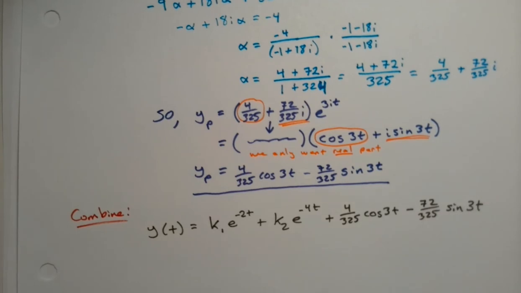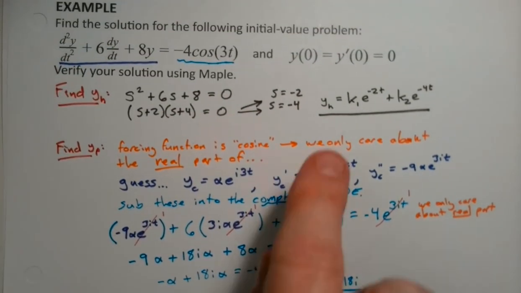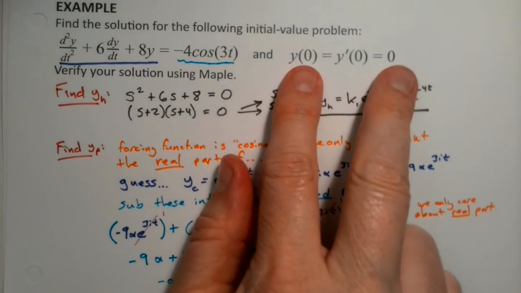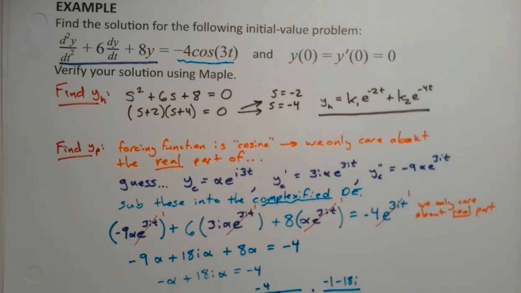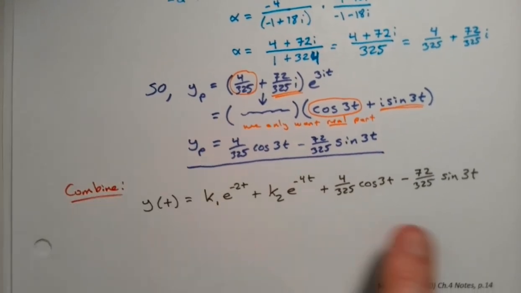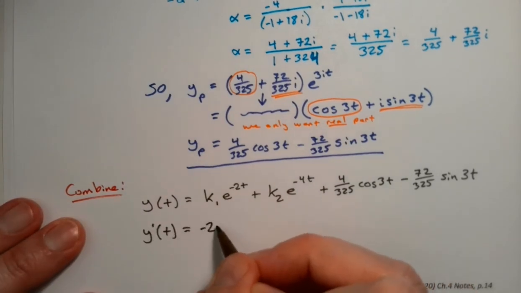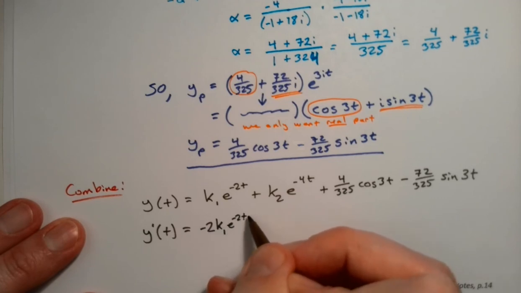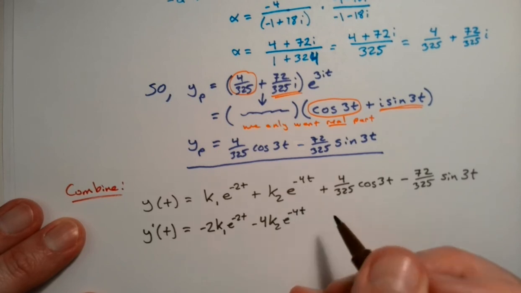And since I know I'm going to have to make use of some initial conditions, we go up here and notice that the initial position, but also the initial velocity, is equal to 0. So y prime, I don't actually have y prime, but I can get to it. Because if I know y of t is equal to all this stuff, then pretty easily I can find that y prime of t is equal to negative 2 k1 e to the minus 2t minus 4 k2 e to the minus 4t. I'm just taking the derivative.